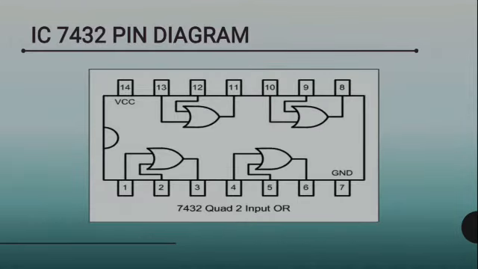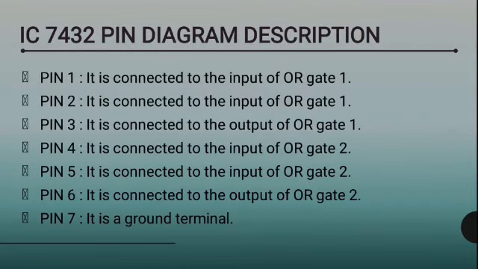The figure shows the pin diagram of IC 7432. The pin 1 and the pin 2 are the inputs of OR gate 1, and the pin 3 is the output of OR gate 1. Similarly, the pin 4 and the pin 5 are the inputs of OR gate 2, and the pin 6 is the output of OR gate 2. Pin 7 is the ground terminal.